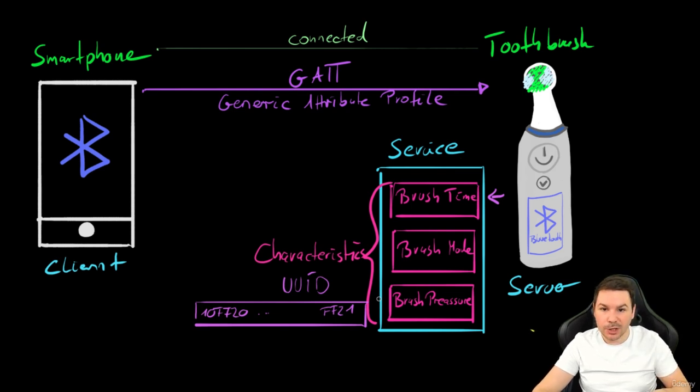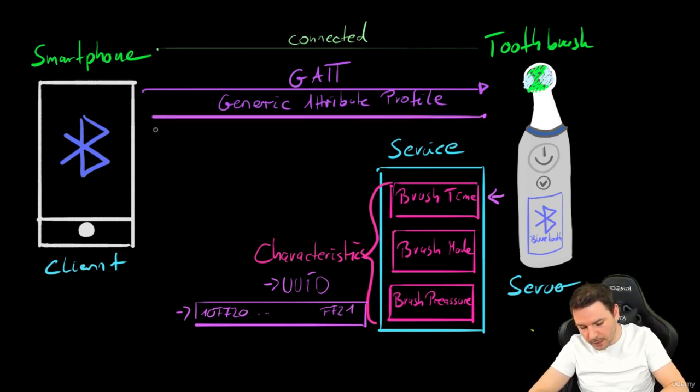So if we want to fetch data from a characteristic, we need to provide this UUID. So the smartphone is now simply telling, okay, I want to have this brush time, and this brush time has this UUID. So the smartphone is simply sending this request, okay, give me some data regarding this brush time, and then the toothbrush is answering with that information.